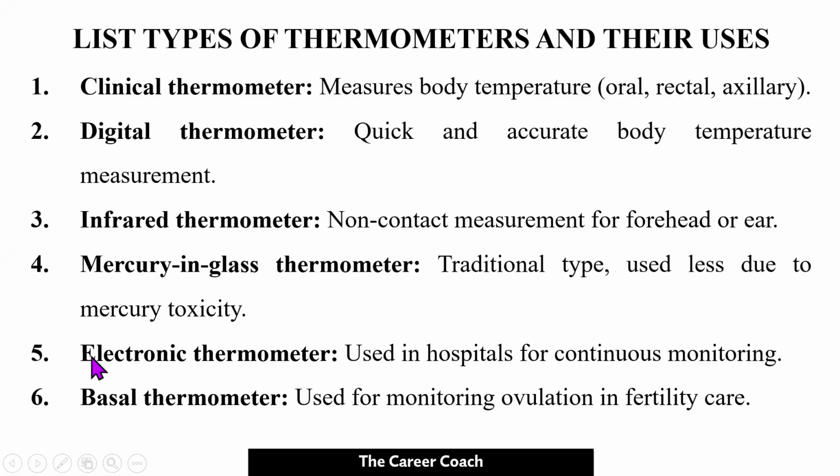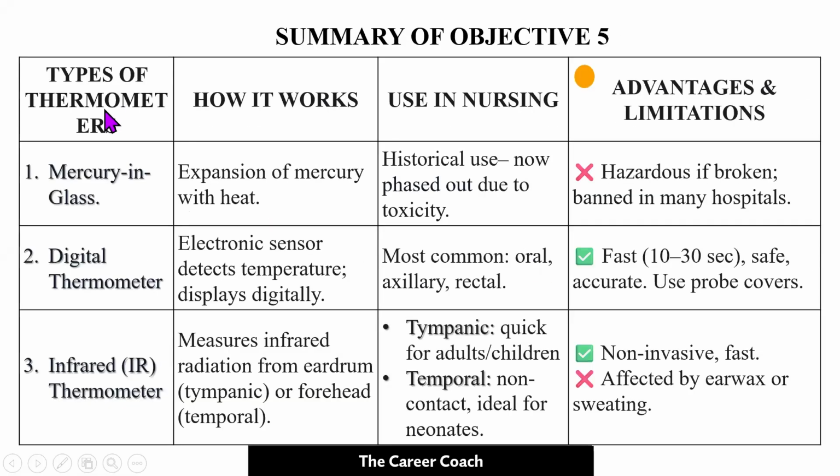Let's continue. Electronic thermometers are used in hospitals for continuous monitoring. Basal thermometers are used for monitoring ovulation in fertility care. Summary of what we've been discussing. Now we'll look at the types of thermometer, how they work, how they are used in nursing, their advantages and their limitations. Take note of the golden orange circle.